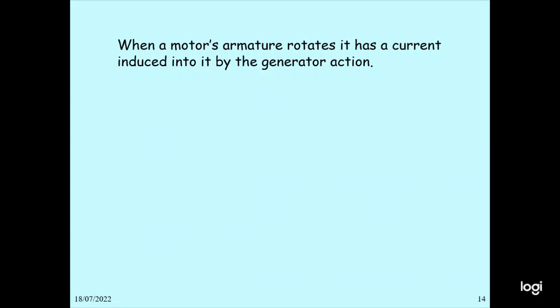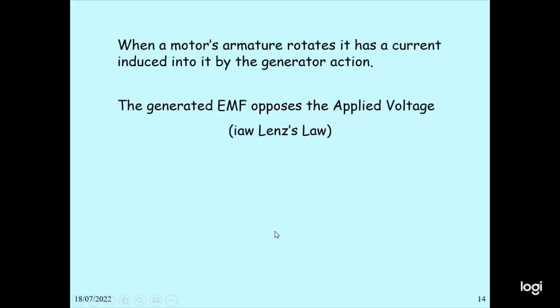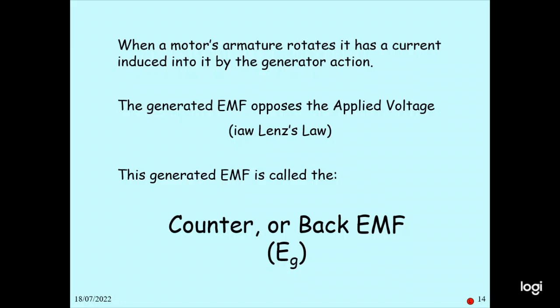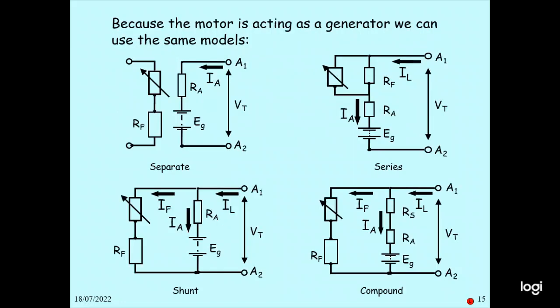When the motor armature rotates, a voltage is induced in it by generator action. So the generator EMF opposes the applied voltage. The generator EMF is called the counter or back EMF, EG. So this is a motor acting as a generator. We can use a shunt motor. So here are the series, shunt, and compound, and separately excited DC generator diagrams. Here is the series DC generator, and here are the shunt and the compound. This is a separately excited machine, series machine, shunt machine, and compound machine. So this is where we can draw this diagram.